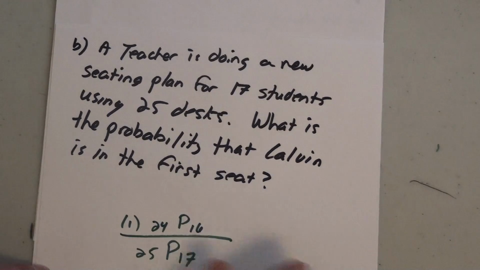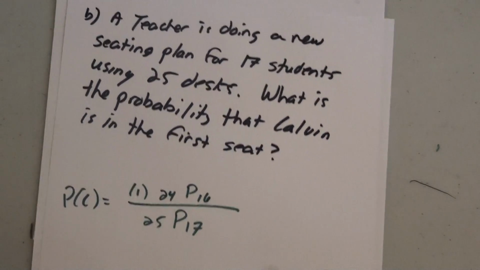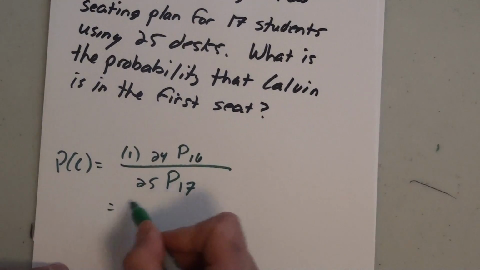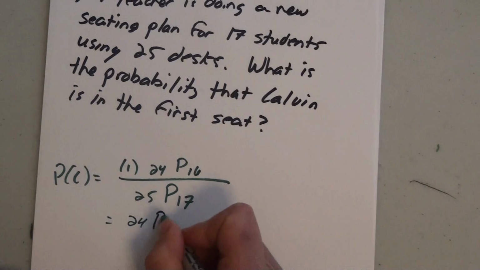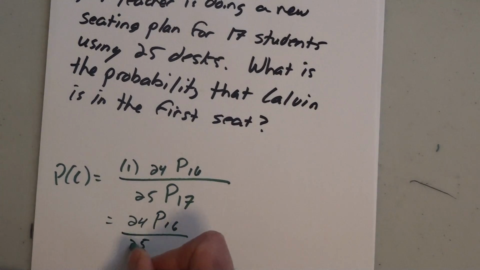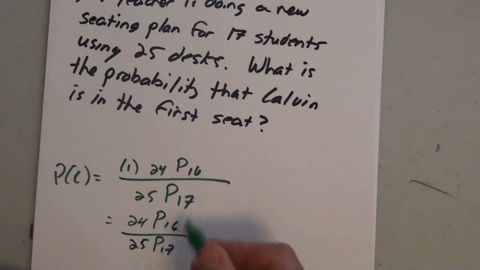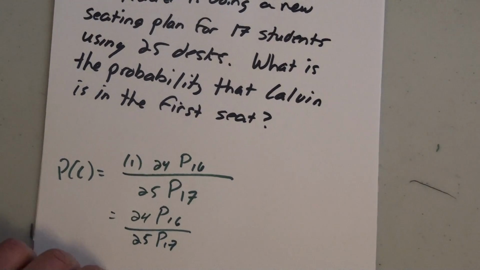24P16 for the numerator. This is the probability that Calvin is in the first desk, which is simply 24P16, because that 1 multiplies by 1 and doesn't really change anything, so it doesn't need to be there. 24P16 divided by 25P17. And you can put that in your calculator to figure out what that is. Okay, it'd be a pretty small probability.